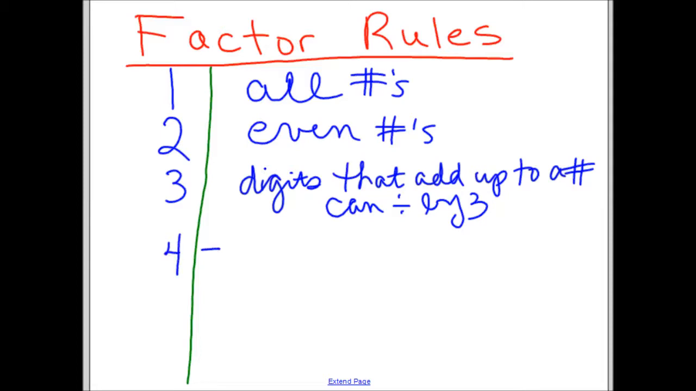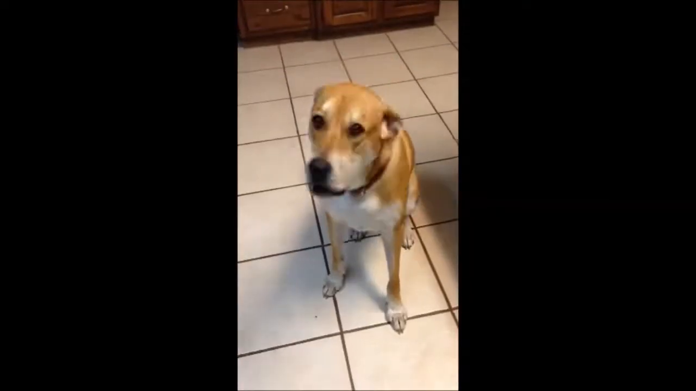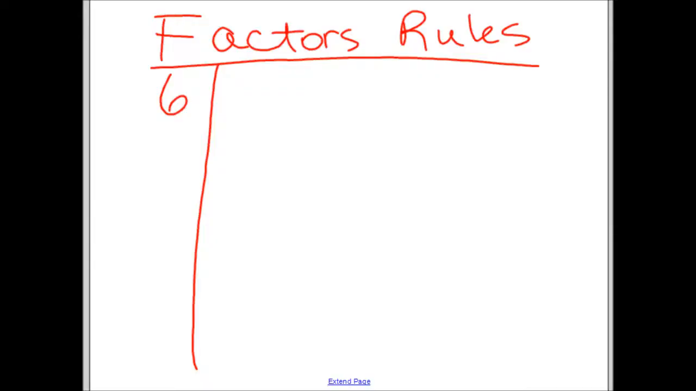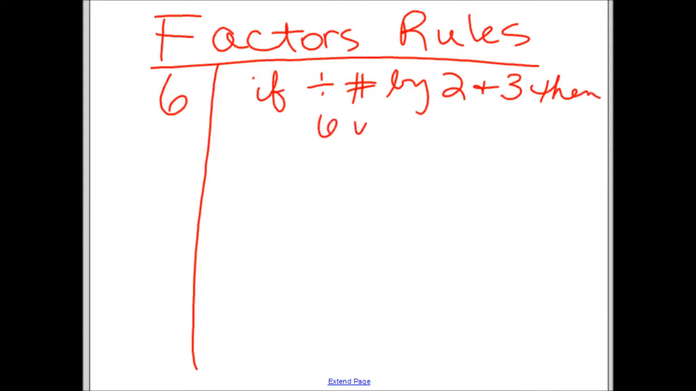4, we're not going to go over right now. You'll do that in 5th grade. 5, numbers that end in 0 or 5. 6 is an easy one because if you can divide the number by 2 and 3, then 6 is a factor. That makes sense because 2 times 3 is 6. So if you can divide by 2 and 3, it is a factor. 7 you'll do in 5th grade. 8 in 5th grade, we're going to skip those.